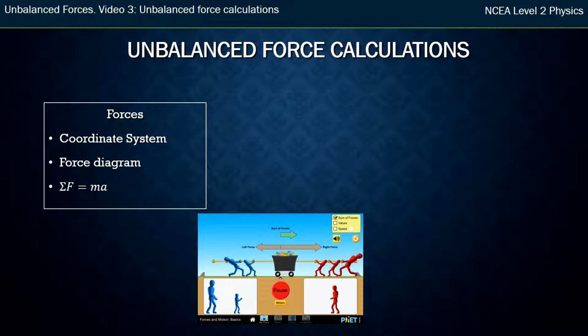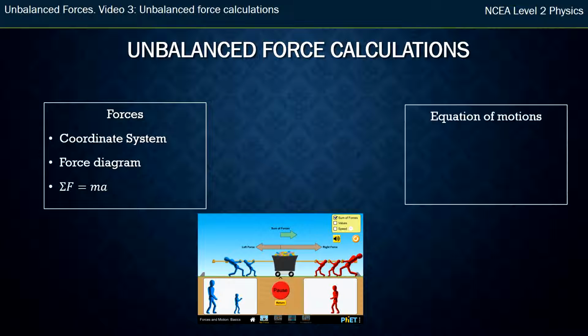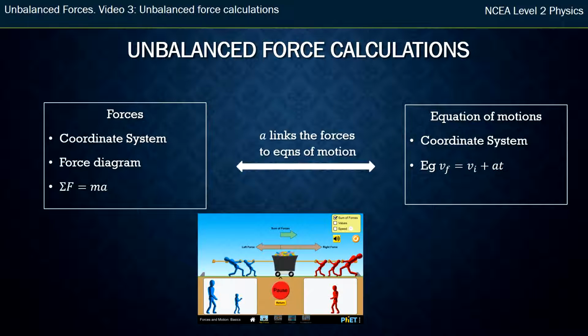The second physics idea is the equations of motion. We need a coordinate system for that so we can tell what's positive and what's negative in terms of the velocities and accelerations, and then we need to choose an equation of motion. One that you've seen before is Vf equals Vi plus At. Linking those two ideas, forces and equations of motion, is a, acceleration. In the forces box you'll see total force equals ma. That's the same acceleration that turns up in the equations of motion.